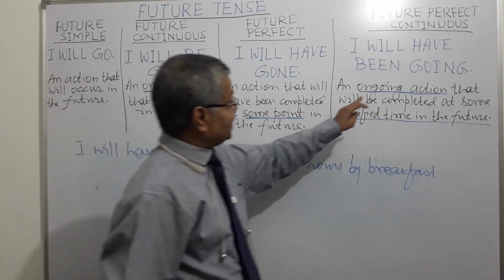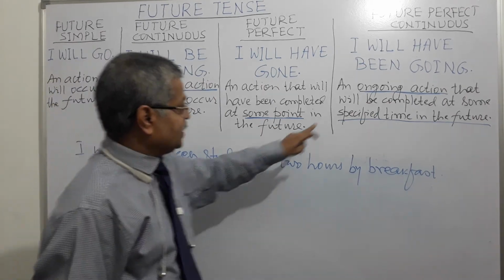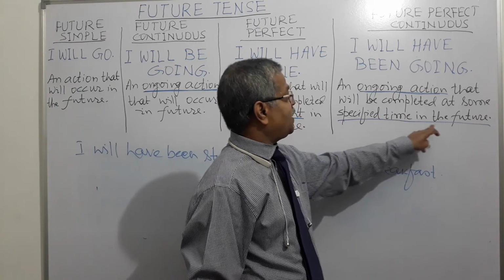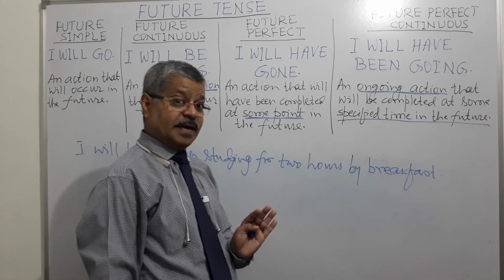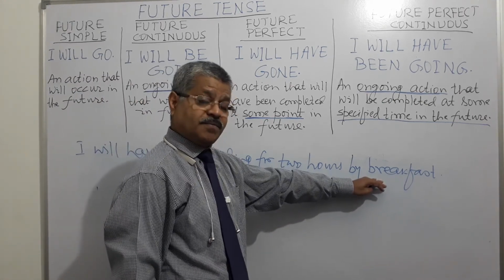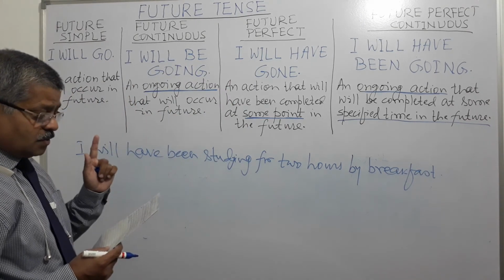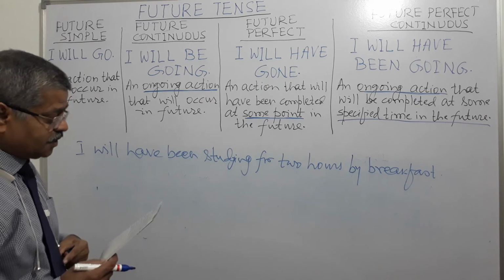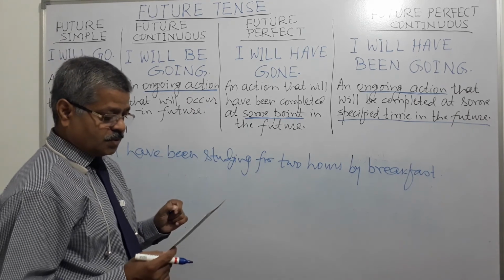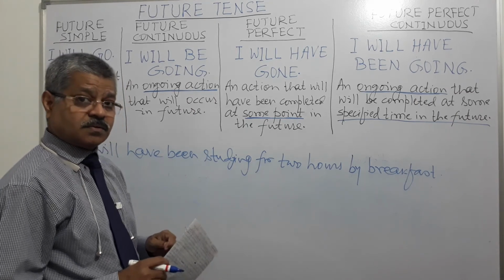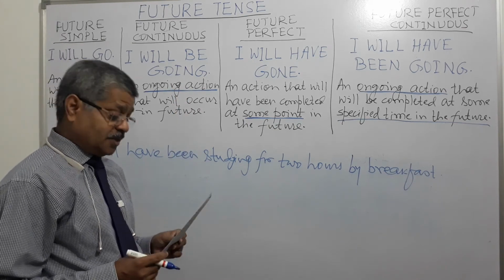So what is it saying? An ongoing action. What is the ongoing action? Studying, that will be completed at some specified time in the future. And what is that specified time in the future? 9 a.m. or by breakfast time, right? So here, three versions we have already discussed. Typically, future perfect continuous is used with two time expressions.